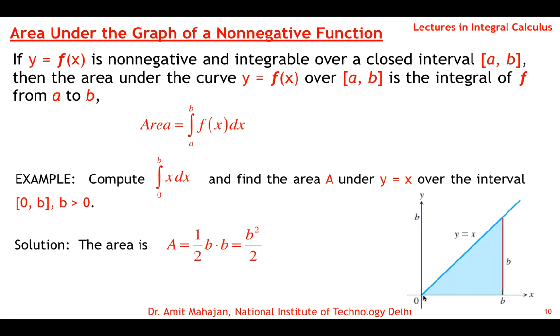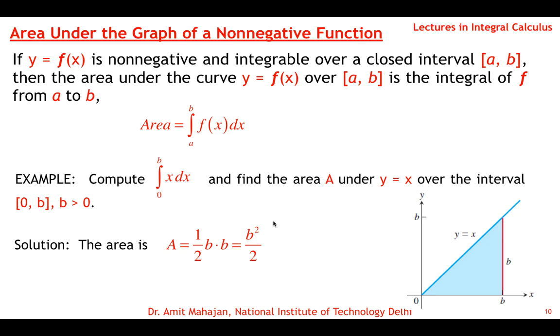So you can see that this is the y equals x line, and the interval is 0 to b. When x is b, the height will be b, because y is b, so this point is (b, b). Clearly, by geometry, the area of this triangle is half into base into height, so the area is b squared by 2.